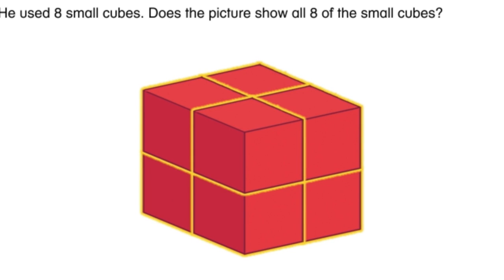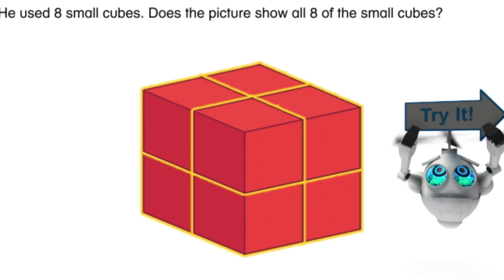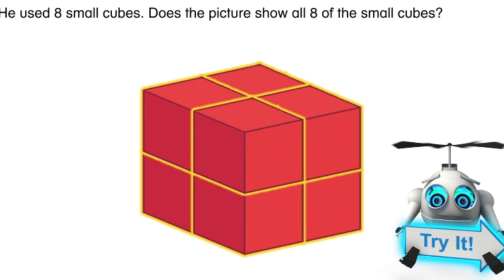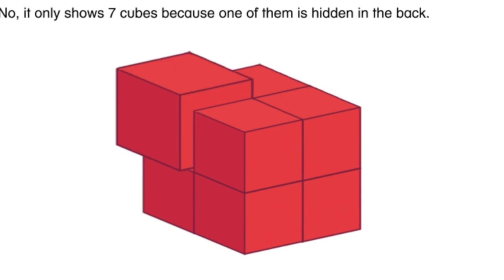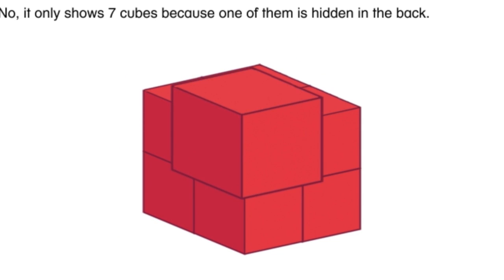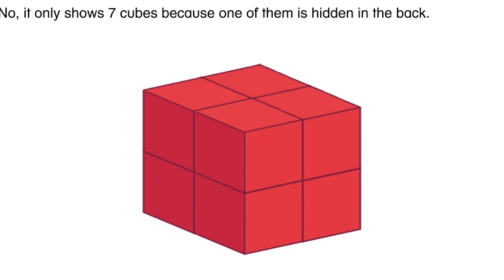Does the picture show all 8 of the small cubes? Like I said, we can't see that last one that's hiding. There's one cube you cannot see. No, it only shows 7 cubes because one of them is hidden in the back.